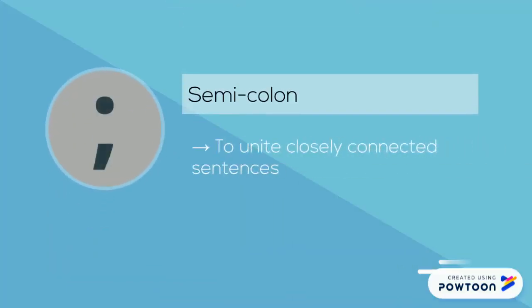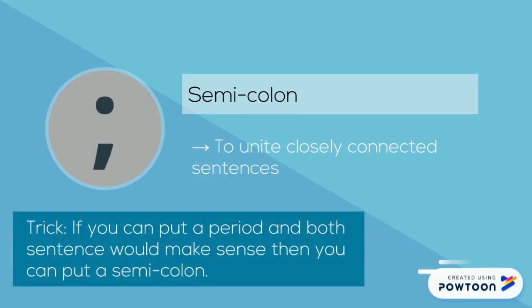Semicolons. They are used to unite closely connected sentences. Here's a trick: if you can put a period and both sentences would make sense, then you can put a semicolon.